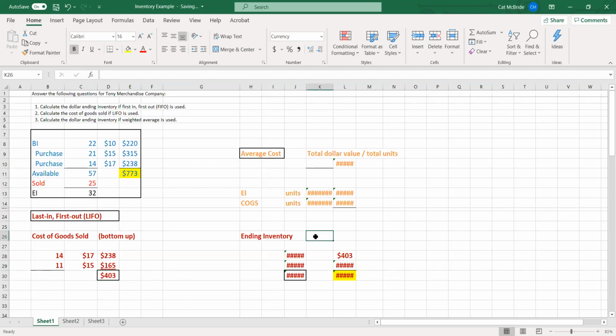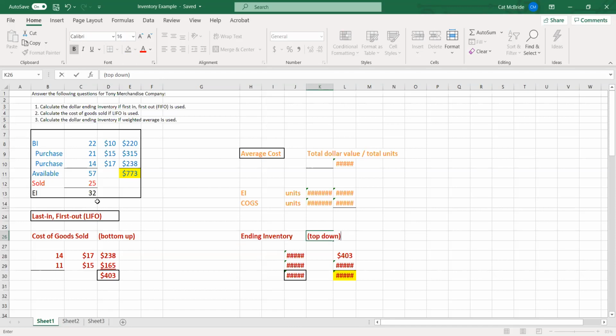Now, ending inventory. Now I'm looking at what's still there. So if the last ones in are the first ones out, where do I start for what's still there? Do I go from the bottom up or from the top down? I'm going to go from the top down.